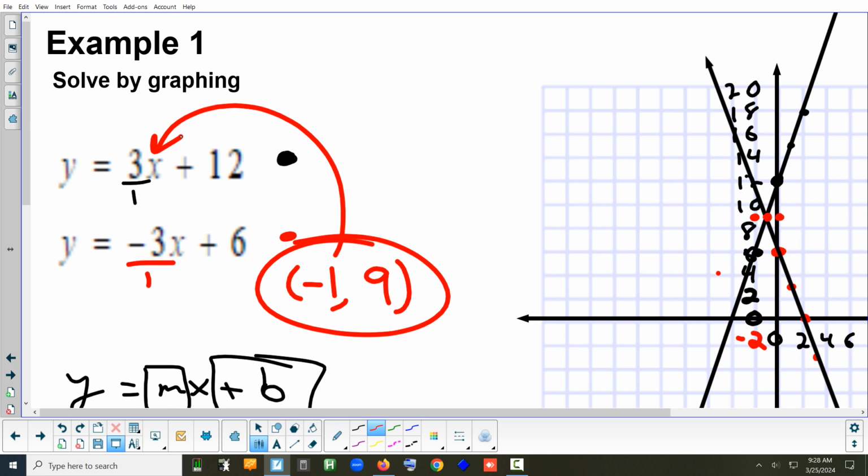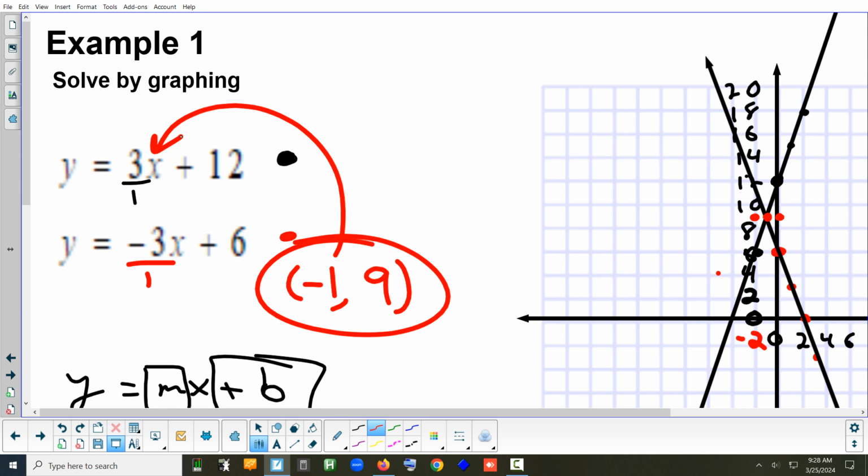Wait, was it negative? Negative 3 plus 12, 9. And that's exactly what we were supposed to get. So yeah, it worked in the top one. And if you plug it in the bottom, you get negative 3 times negative 1 is 3. 3 plus 6, 9 again. So that is the answer.